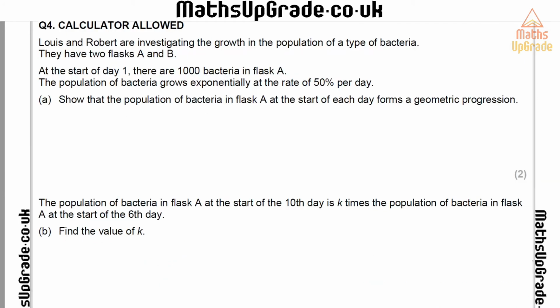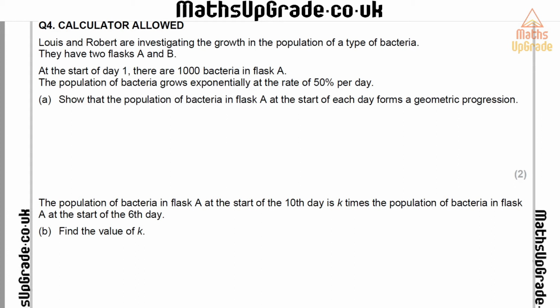In question 4, I'm told that Louis and Robert are investigating the growth in the population of a type of bacteria. They have 2 flasks, A and B. At the start of the first day, there's 1,000 bacteria in the flask. The population of bacteria grows exponentially at the rate of 50% per day. Show that the population of bacteria in flask A at the start of each day forms a geometric progression.